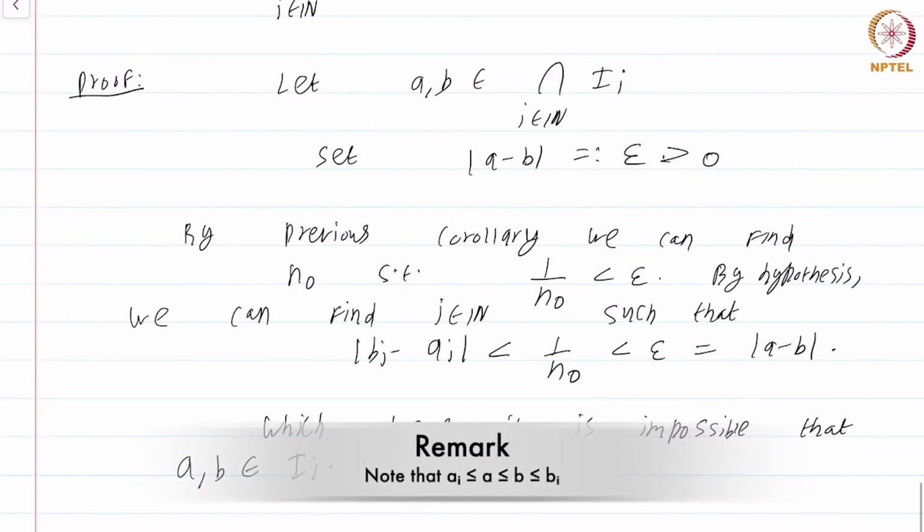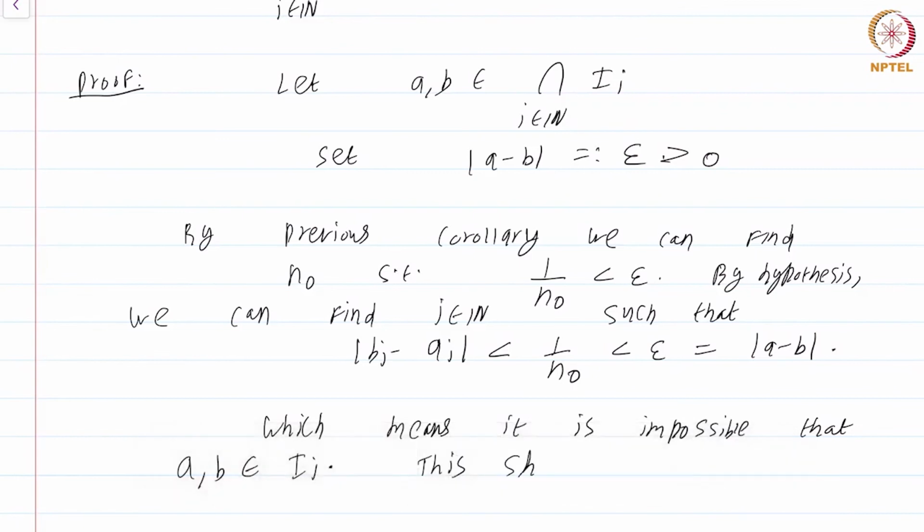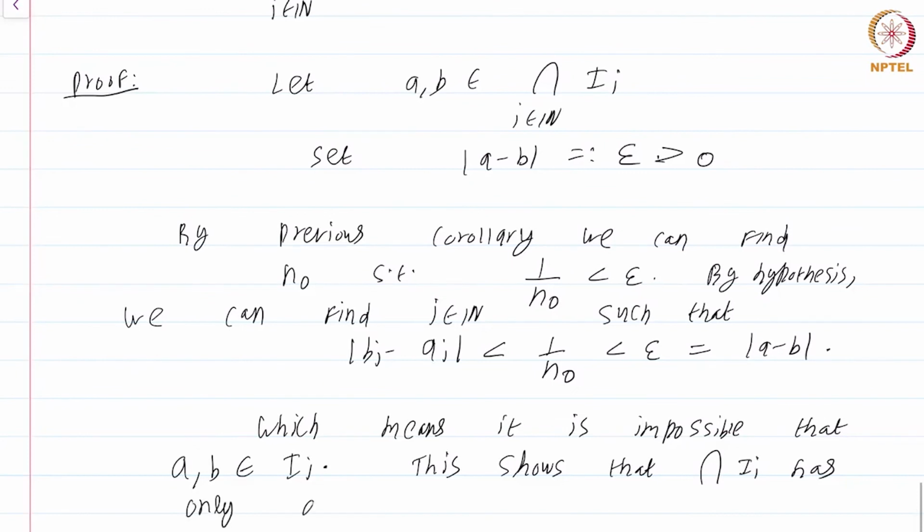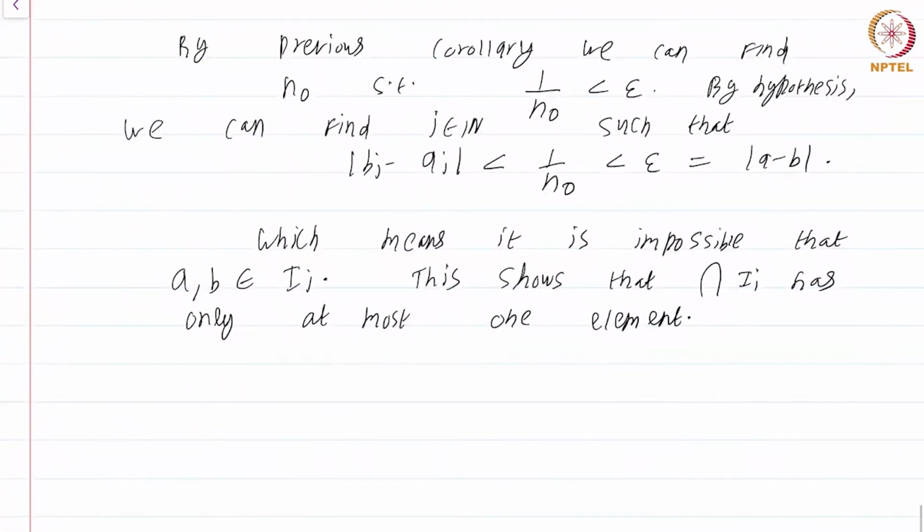So this shows that the intersection of the I_n has at most one element. So this shows that when you have nested shrinking intervals, the intersection is precisely one element.